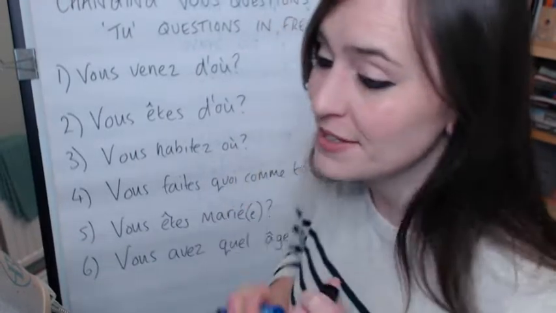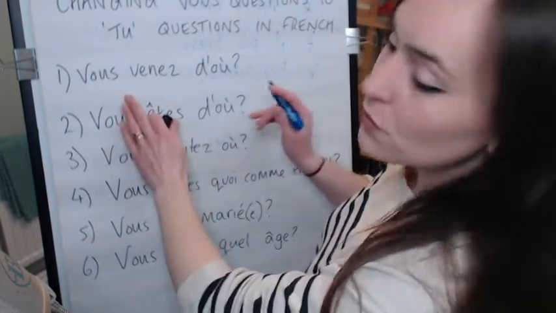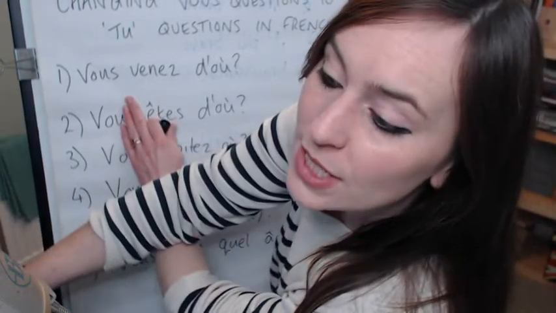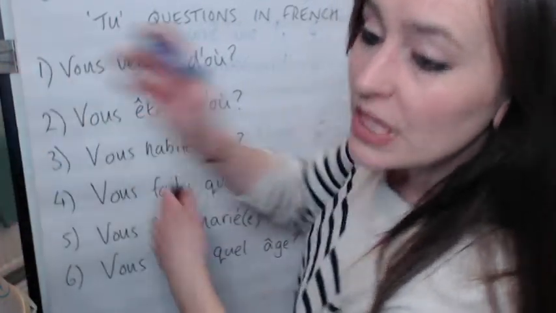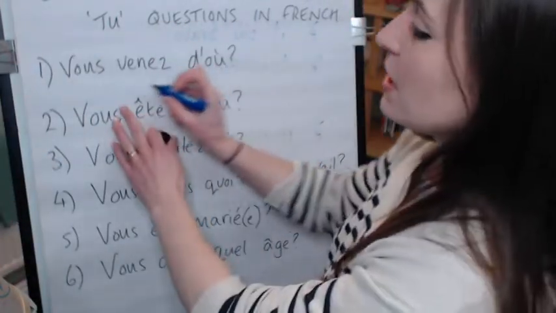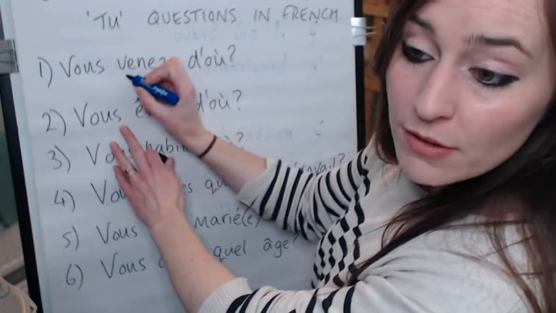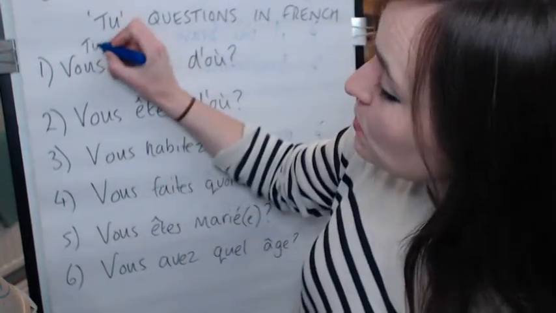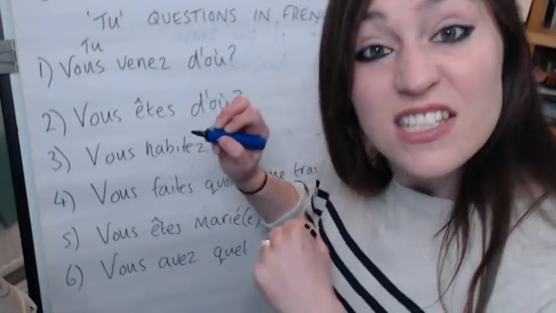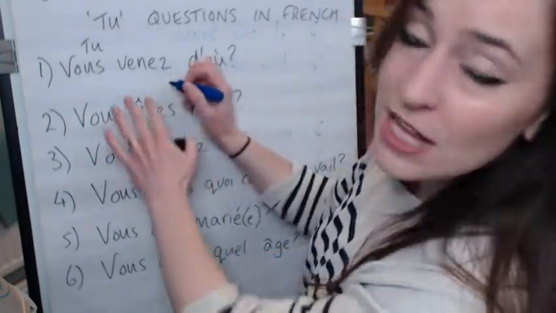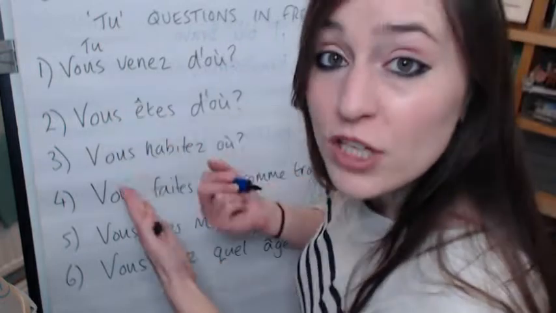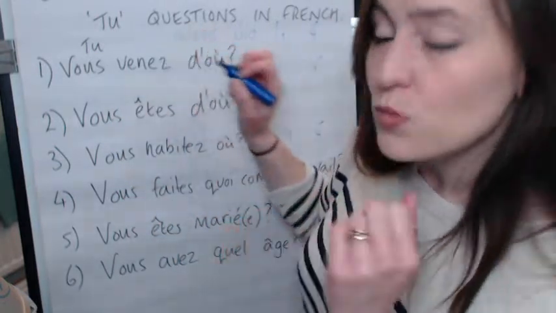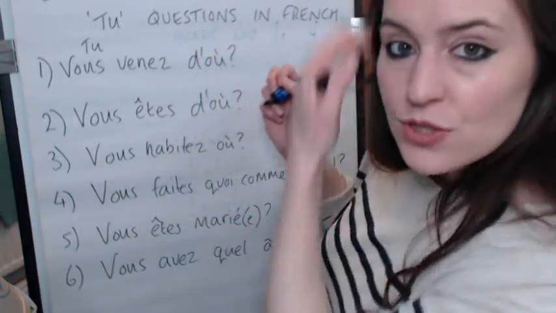Excusez-moi, mes amis, excusez-moi. So, vous venez d'où? From where do you come? So the main thing in this, vous is the subject pronoun. That has to change if you want to put it in the tu form. It has to be tu instead of vous. And then venez is from the verb venir. That is quite an irregular verb. It changes to vient.